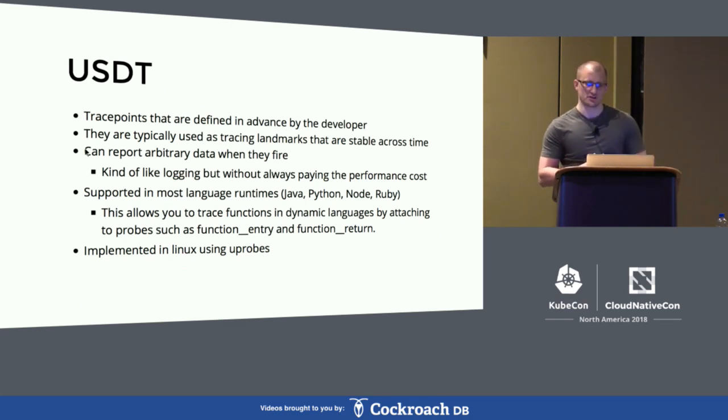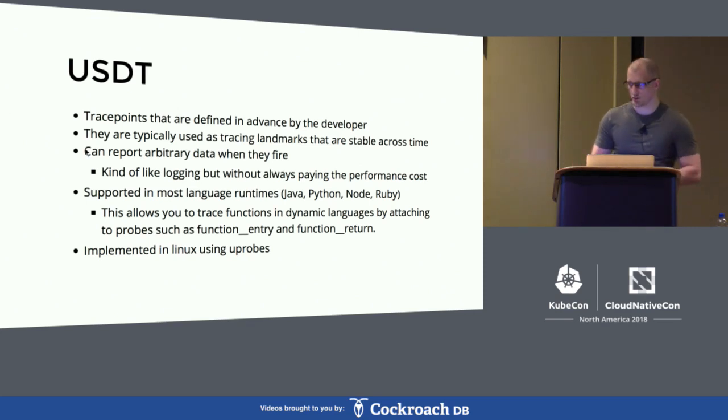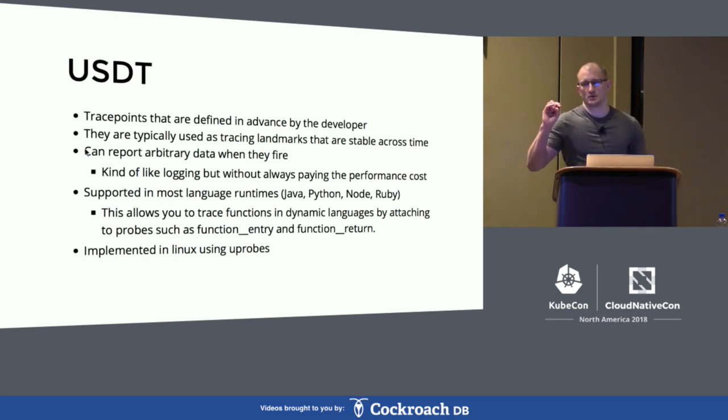You can report arbitrary data when the USDT probe fires. So they're kind of like structured logging. You can attach whatever data you want to them. But you're not paying the performance costs that you would normally pay with logging that's enabled. You only pay the performance costs when you enable these probes. There's some probes that are built into language runtimes, so Python, Node, Ruby, Java. They all have USDT probes that you can either compile in or enable. And those USDT probes will allow you to instrument functions and methods that are being called in those runtimes, so you can get access to language native functions.